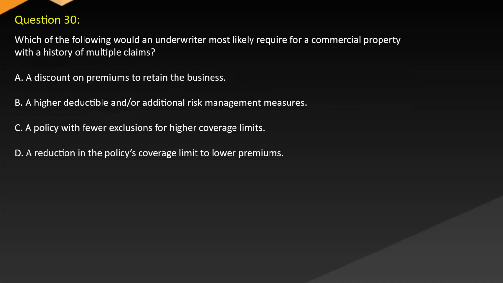Question 30. Which of the following would an underwriter most likely require for a commercial property with a history of multiple claims? A. A discount on premiums to retain the business. B. A higher deductible and/or additional risk management measures. C. A policy with fewer exclusions for higher coverage limits. D. A reduction in the policy's coverage limit to lower premiums.